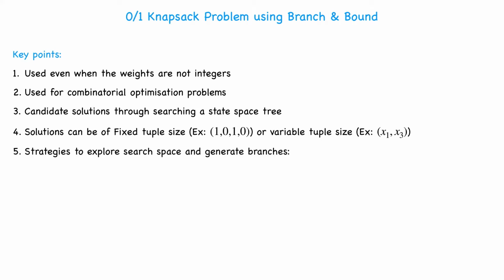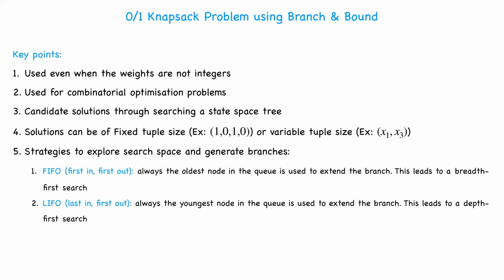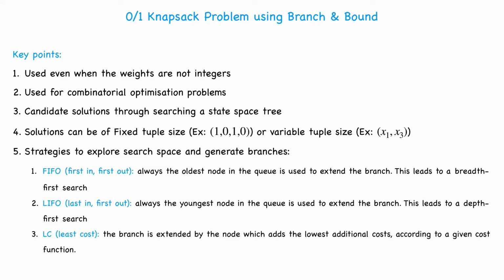Then there are strategies to explore the state space and generate branches. There are different strategies. We will be discussing one of them in this video, which is one of the famous approaches, but there are other approaches also. Those strategies are FIFO, LIFO and least cost. We will be discussing the least cost approach for exploring the state space. So what is FIFO? FIFO stands for first in first out. So always the oldest node in the queue is used to extend the branch.